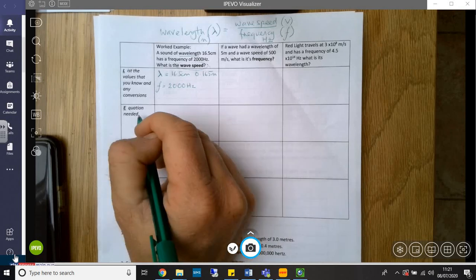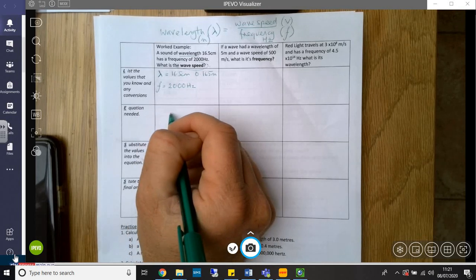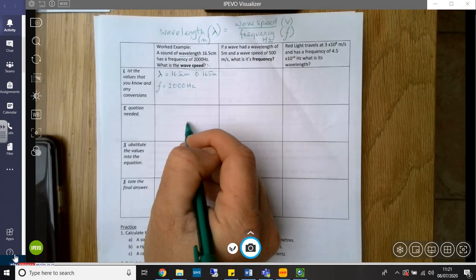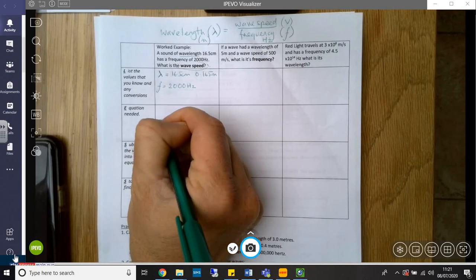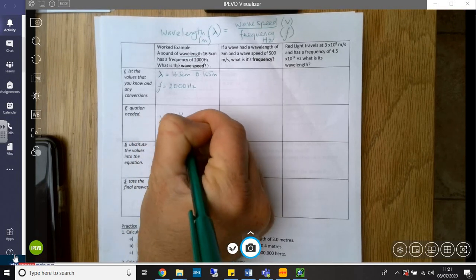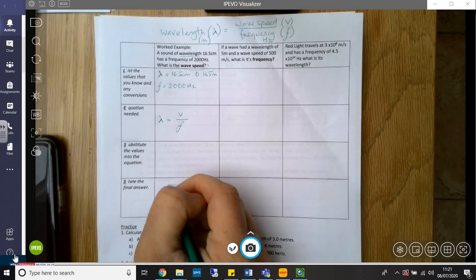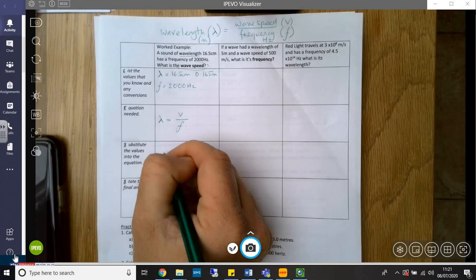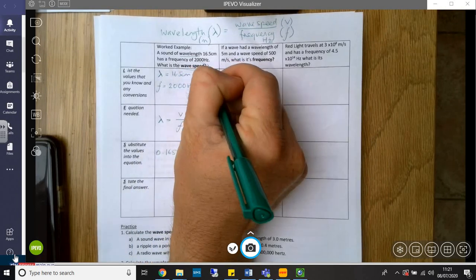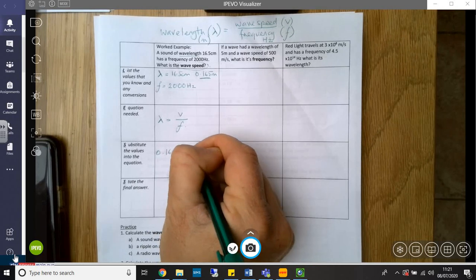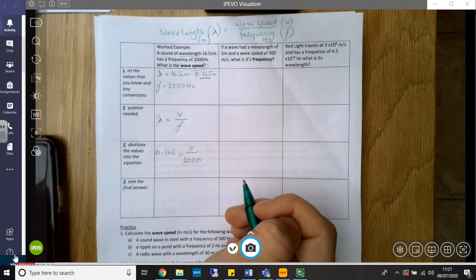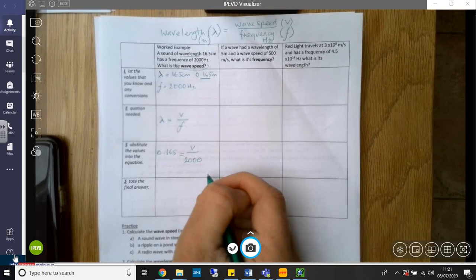Then I write down the equation that I need. I'm not going to rearrange the equation at the moment. I'm just going to write down the equation as it is: lambda equals v over f. Then I substitute the values into the equation. So 0.165 equals v divided by 2000. And then I'm going to state the final answer.